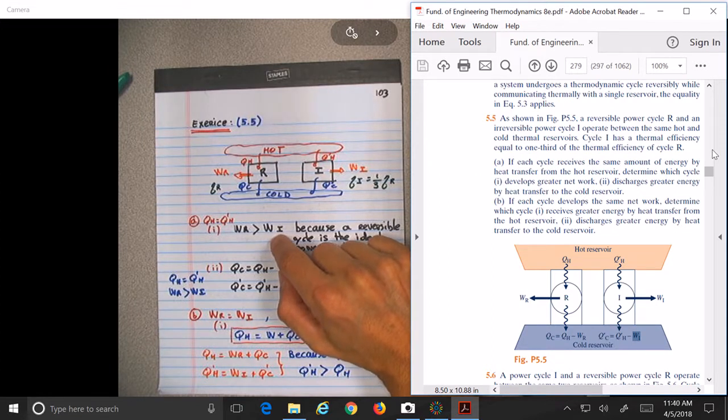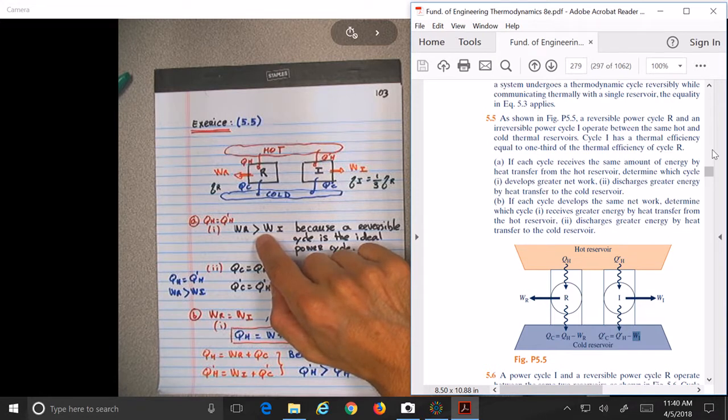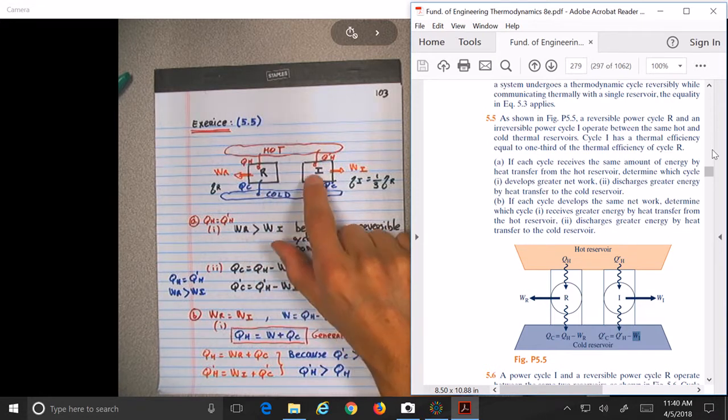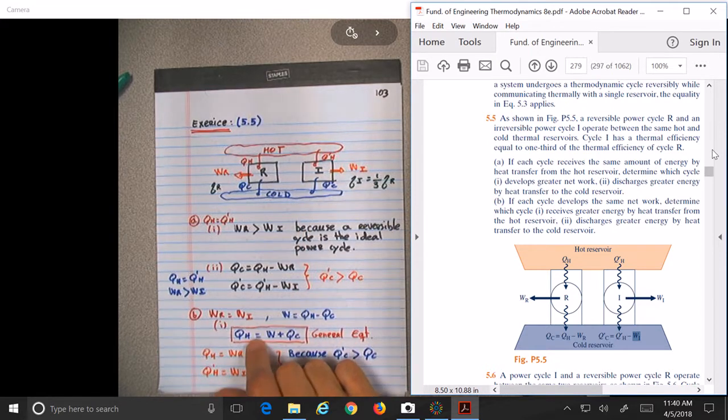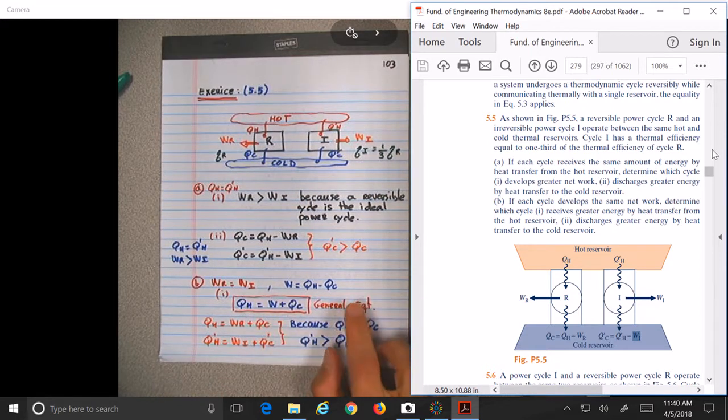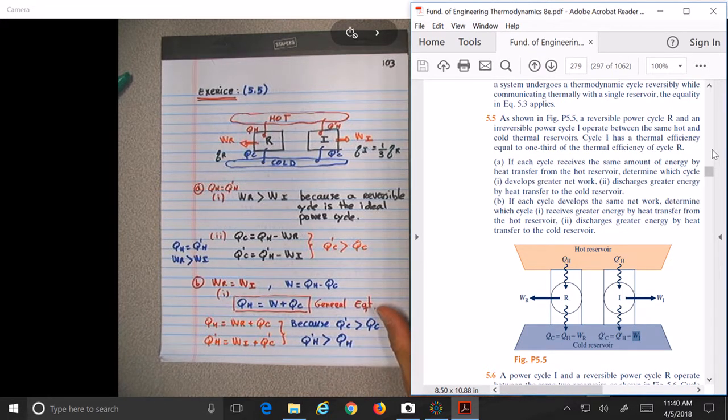Okay, so part A develops greater work. So the greater work will be developed by the reversible. Oh, I'm sorry, I'm talking about part B, number one. Okay, this one. Yeah. Okay, but I'm going to redo this one because if you read the prompt, this is what they ask you to prove on the second part: discharge greater energy by heat transfer to the cold reservoir. So I'm just trying to take a different approach, okay?